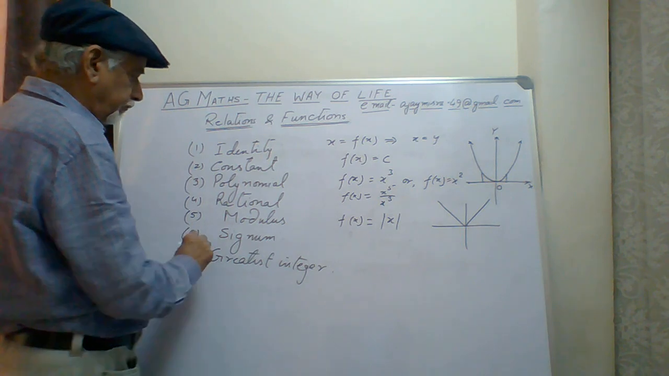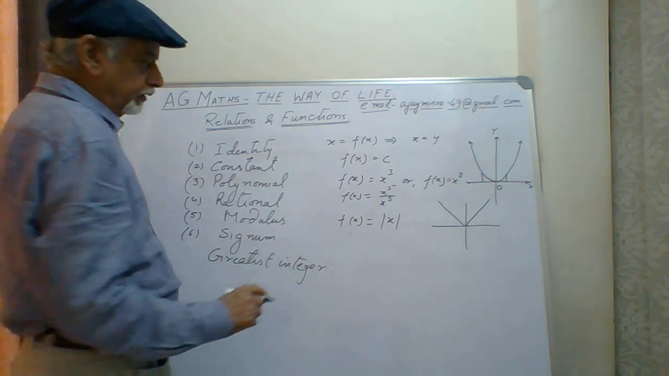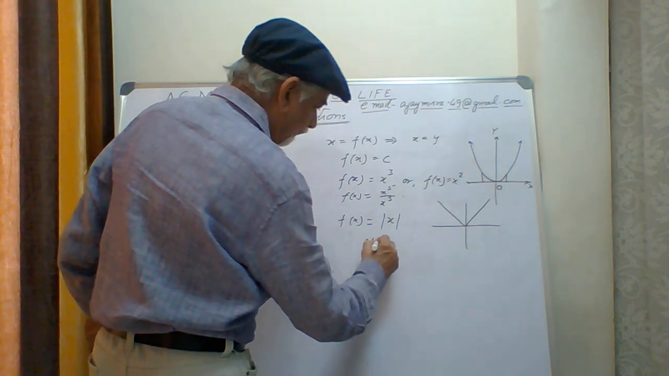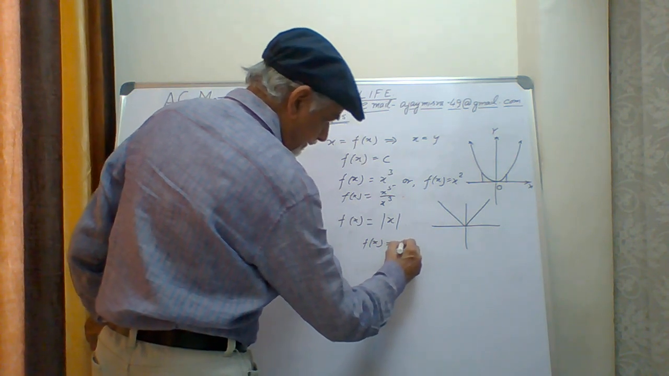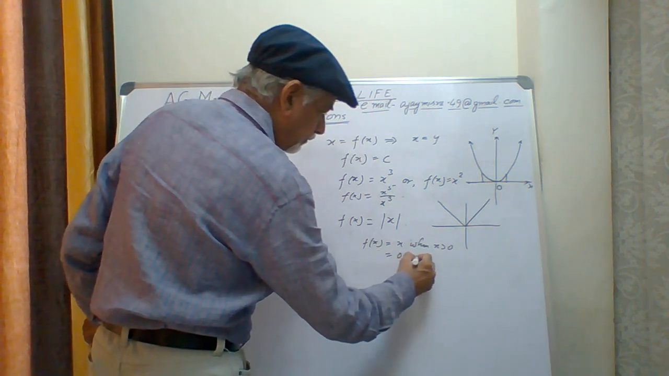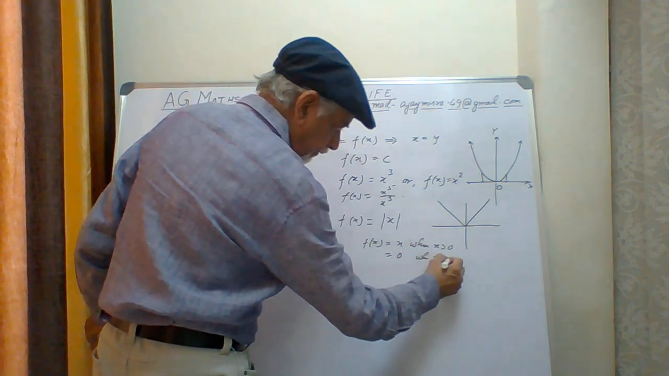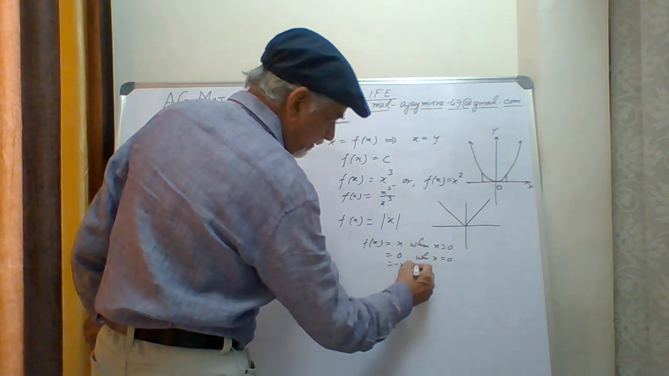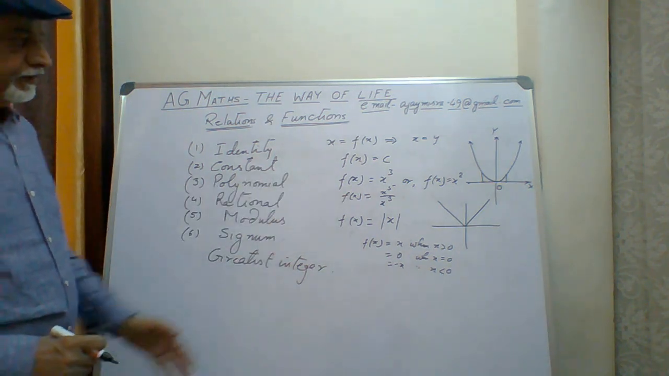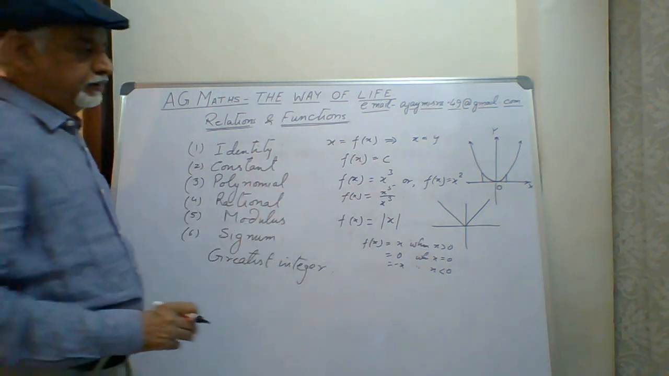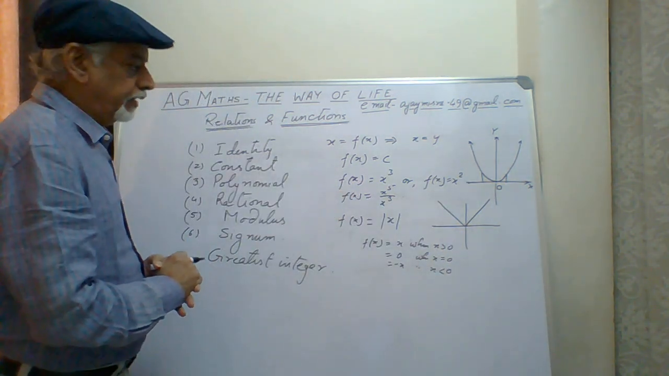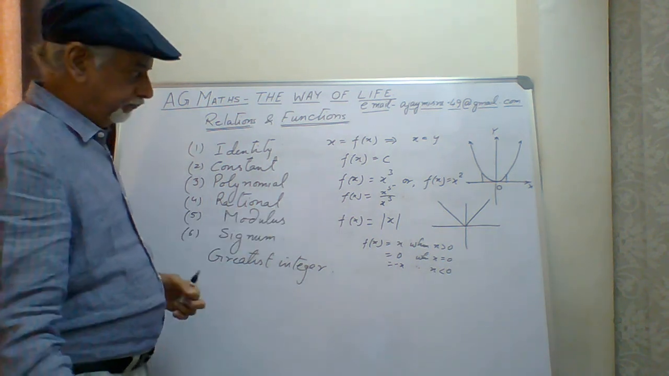Signum function. What is the signum function? The signum function is, say, f(x) is equal to x when x is greater than 0, is equal to 0 when x is equal to 0, and minus x when x is less than 0. For different conditions of x, the value of f(x) is varying. So when the value of f(x) is varying, we can plot a graph accordingly, and that will be called a signum function.